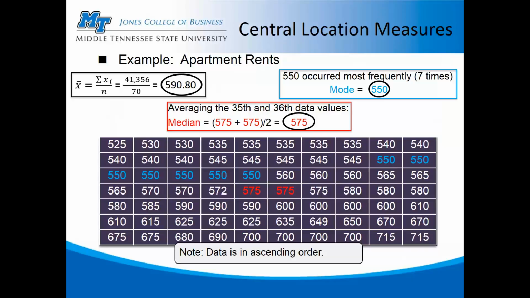Now the mode is in the middle in a probabilistic sense. If you just randomly selected one value from this set of data, which one would you most likely obtain? Well, it's going to be the one that occurs most frequently. And in this data set, that's the 550. So the mode is 550.